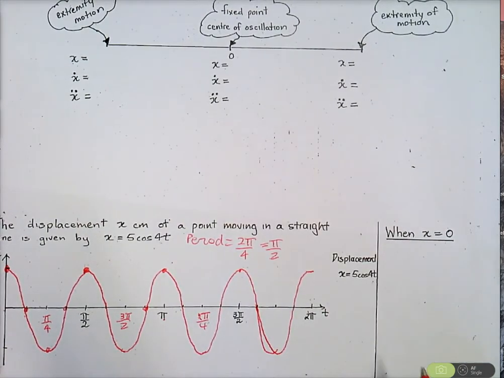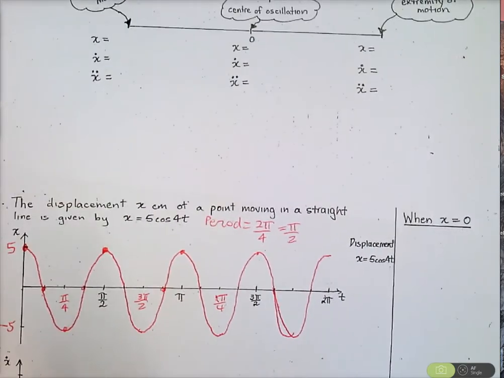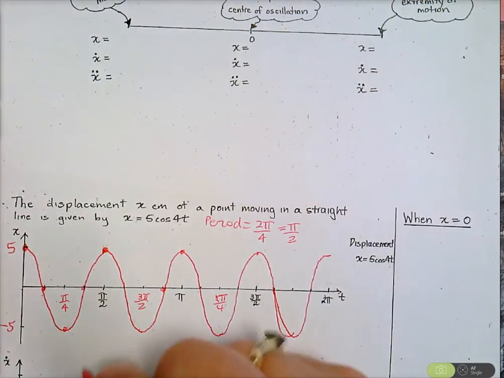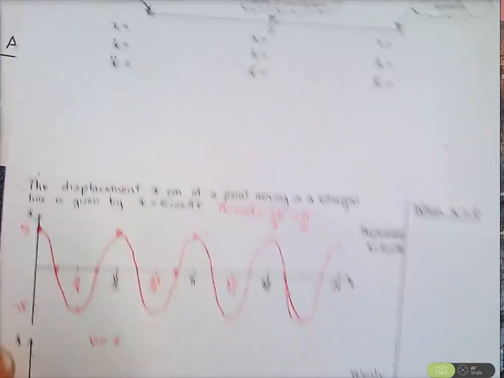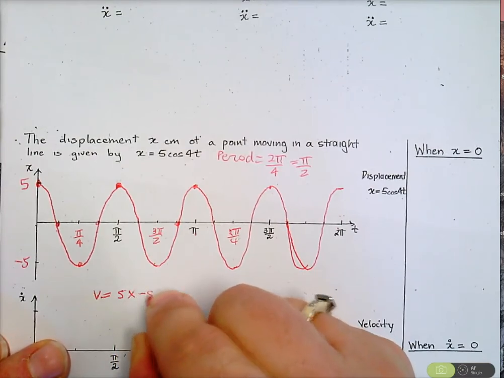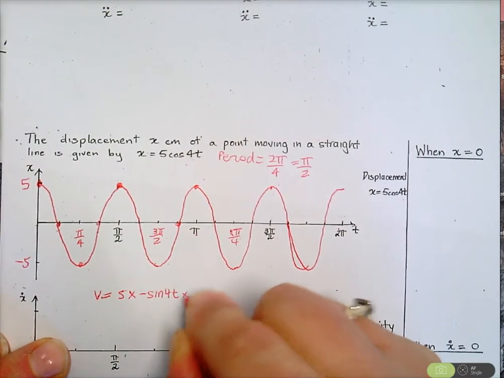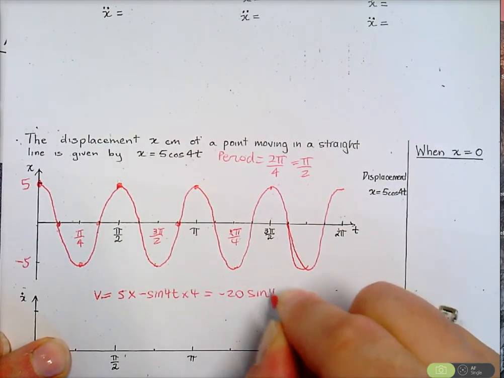Differentiate 5 cos 4t. What do you get? Differentiate cos, you get negative sine. So we've got 5 times negative sine 4t times 4. So we're going to differentiate it. We've got v, or x dot. So for the next curve, v equals 5 times negative sine 4t times 4. So therefore v is negative 20 sine 4t.